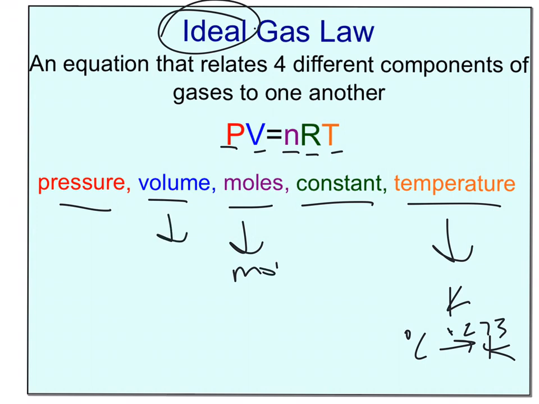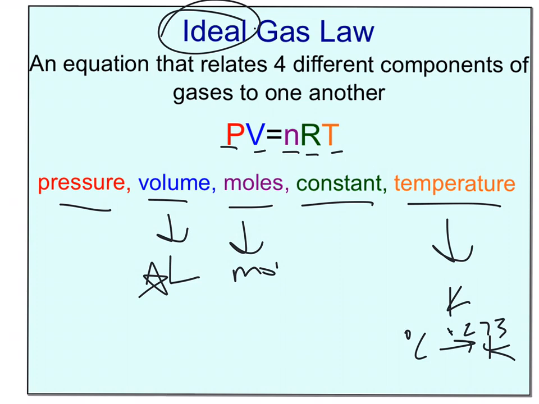For volume, for the ideal gas law, volume has to be measured in liters. So you cannot use milliliters or centimeters cubed for the ideal gas law. In some of the other laws we talked about, as long as the volume units matched, it was okay, but for this one it has to be liters specifically.